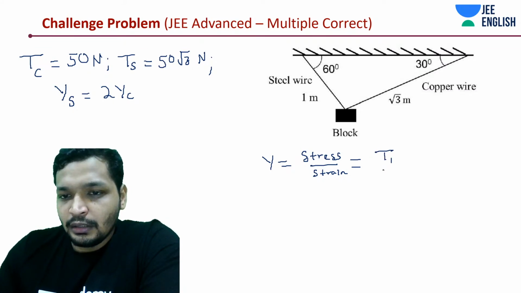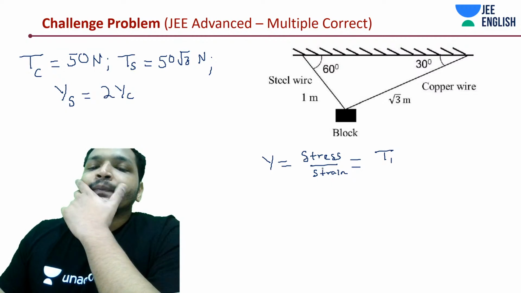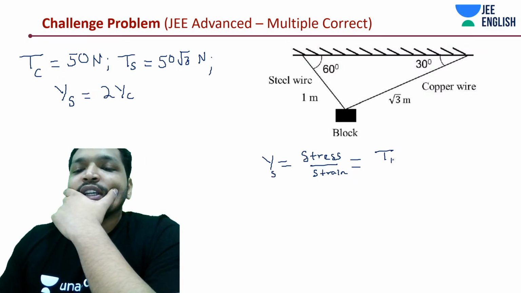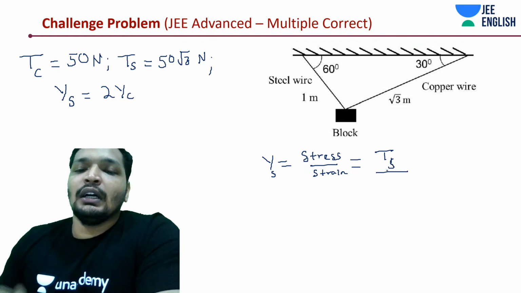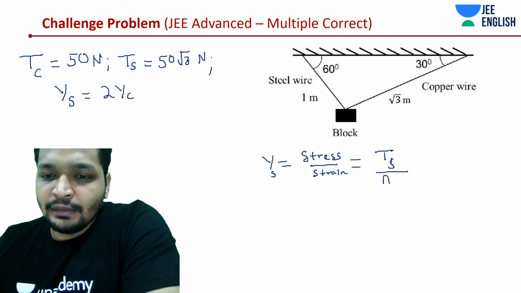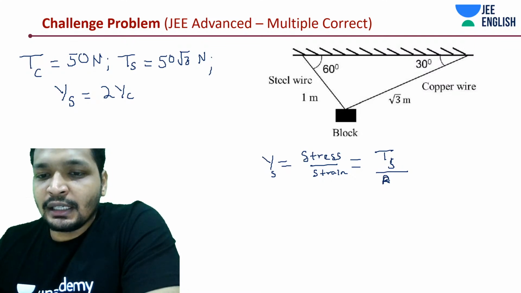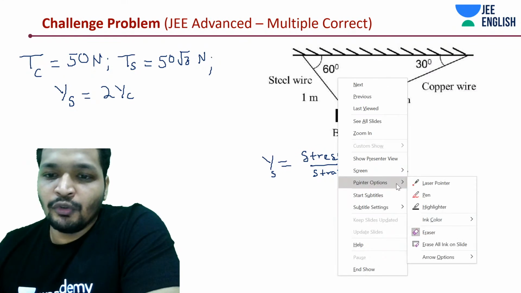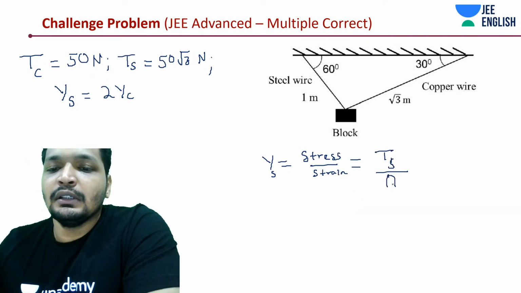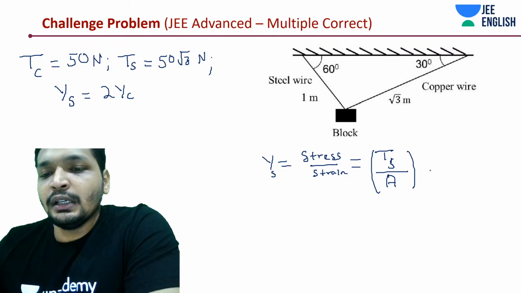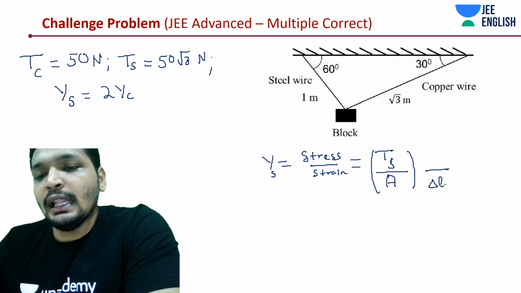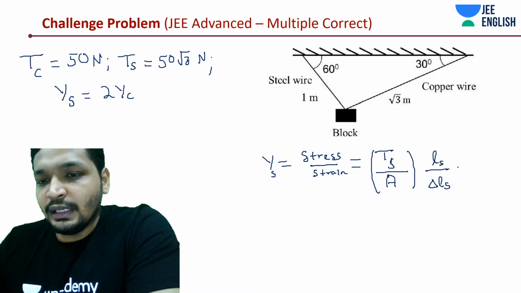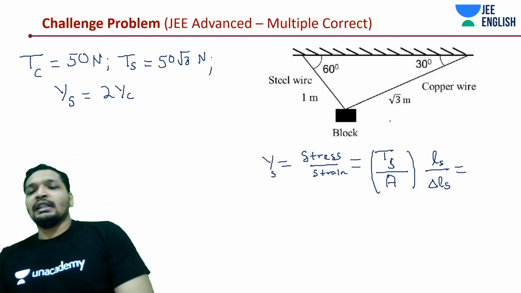Tension. Okay. Let's do it for one, and the rest will be clear. Ys is equal to Ts for the steel divided by area. We're just writing down area as area because both had the same area, if you remember. And strain is going to be delta Ls by Ls. Okay, the length is different. How much is the length?